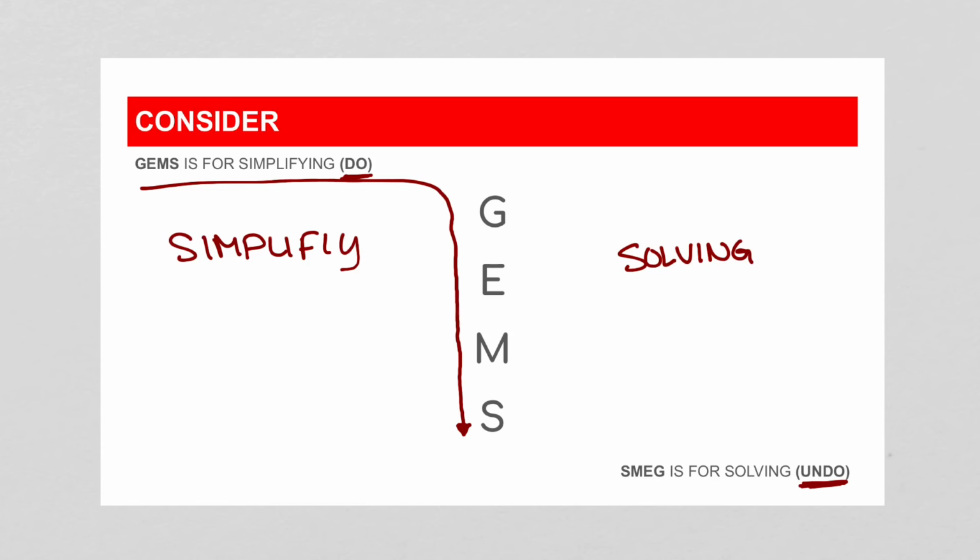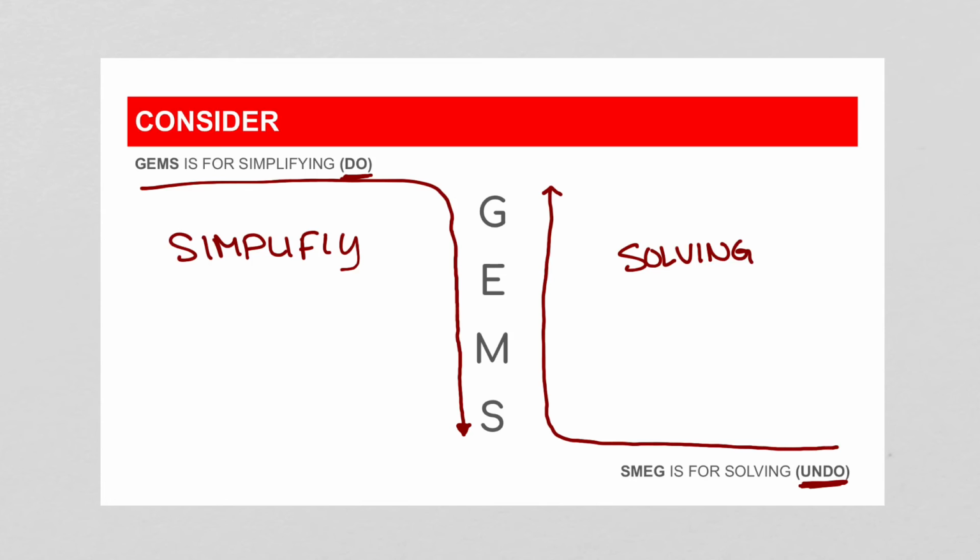How do we undo the math? Well, we're going to use SMEG. We're going to do everything in reverse. Okay, so if GEMS is for simplifying, SMEG is for solving. So we're going to SMEG to undo everything.